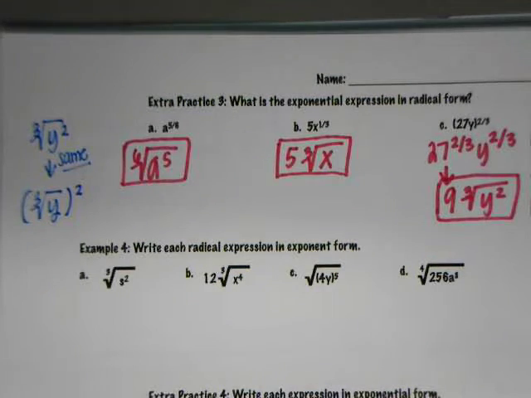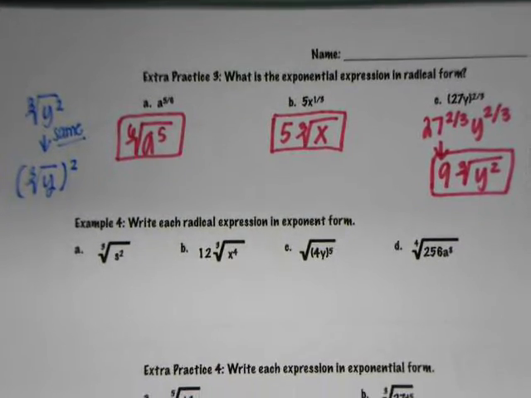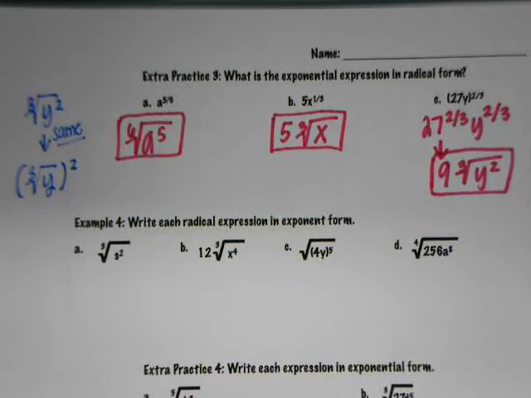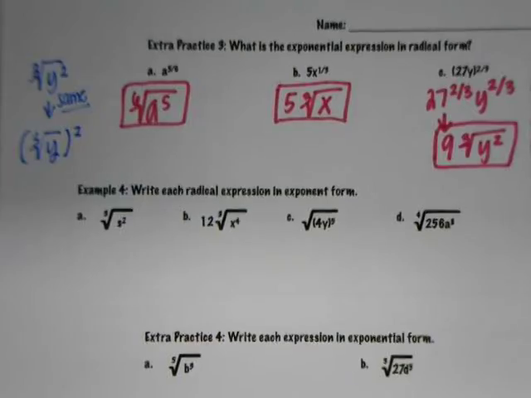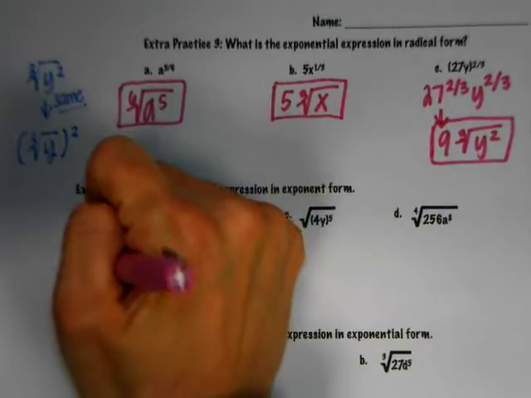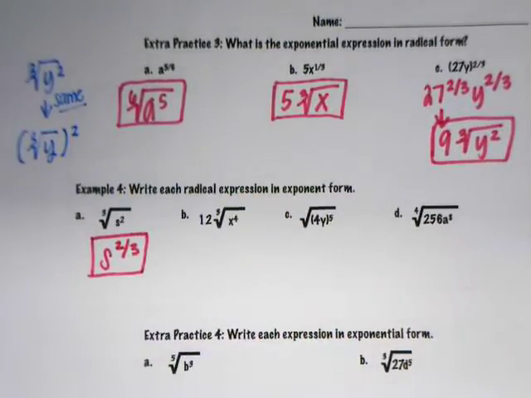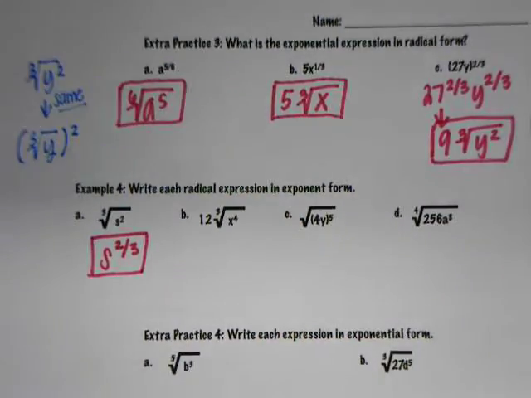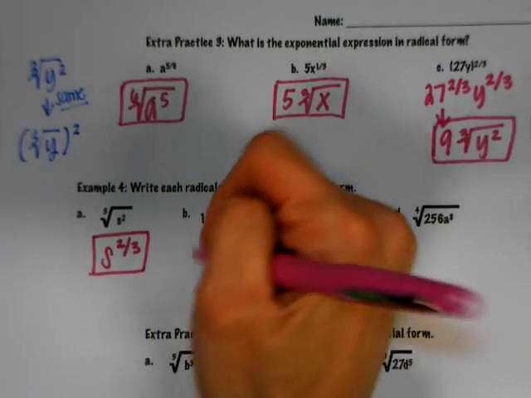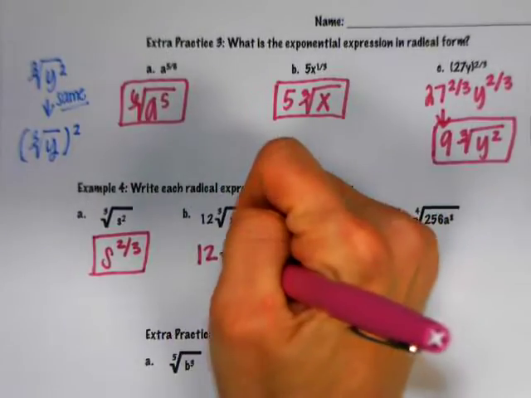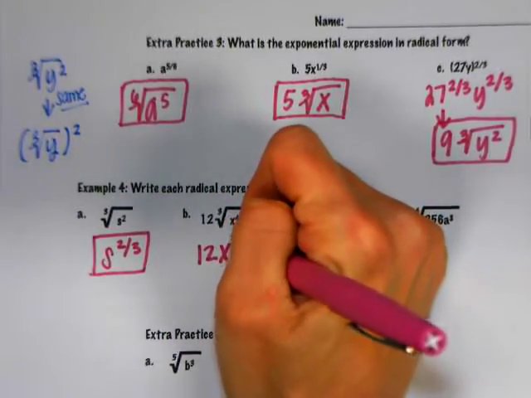Okay, so now we're going to do the reverse. So we're going to take the radical form and turn it into exponential form. So for A, what's that going to be? S to the what? Yeah, S to the 2/3. Okay, and then for B, the 12 is just staying 12, and then X to the what? Yeah, 4/3.